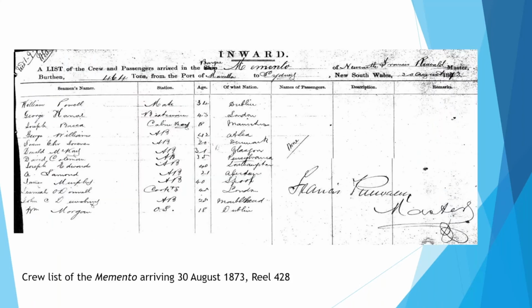This is an example of a crew list. Now, no passengers came out on the voyage. This is the Memento arriving in 1873. So you can see it just lists the crew. We get their full name, their station, what their role was on the vessel, their age, and also from what nation they come. So that's quite a bit of useful information about crew members. Sometimes you get more about the crew member than you do about the passenger.